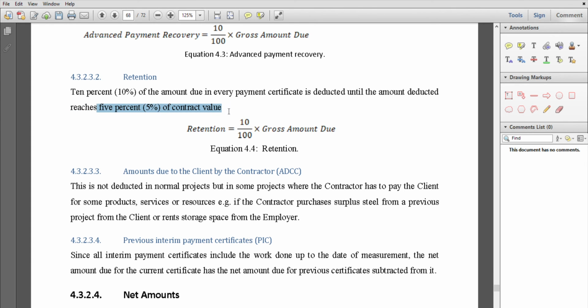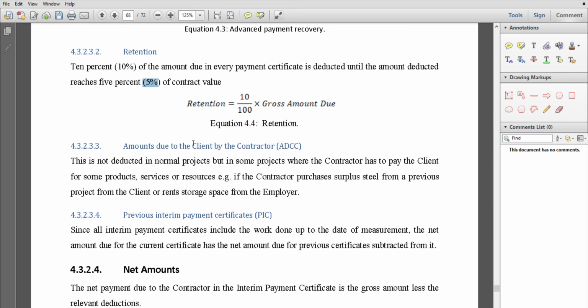Why until it reaches 5% of the contract value? Because in the contract, we said that you have to pay 5% of the contract as a retention. So this is why it is 5%. This is agreed upon in the contract, that 5% will be the retention.